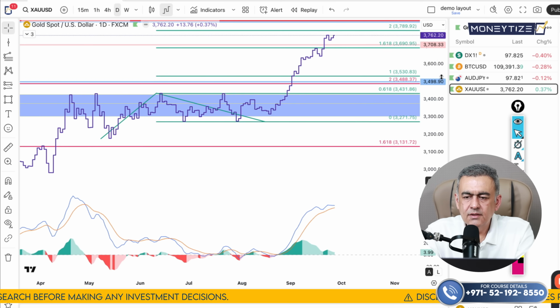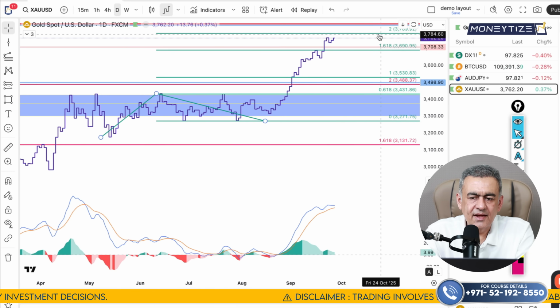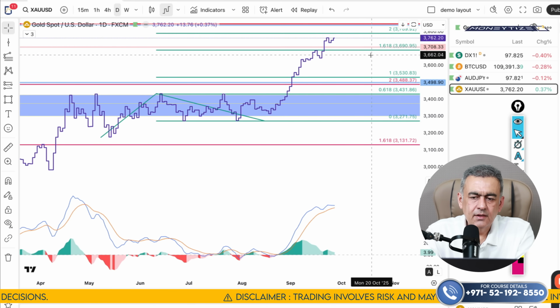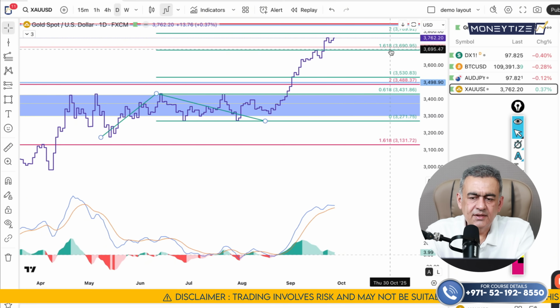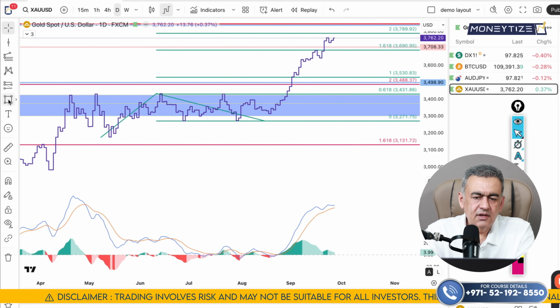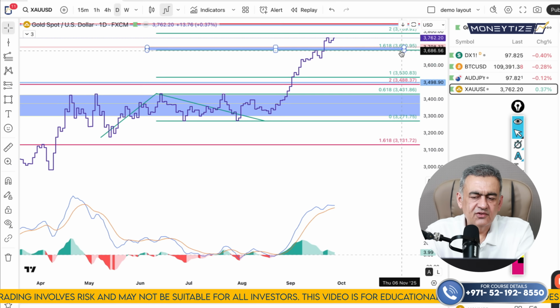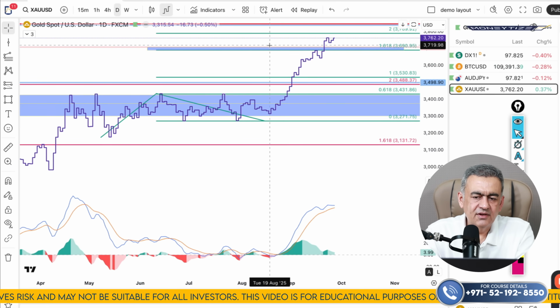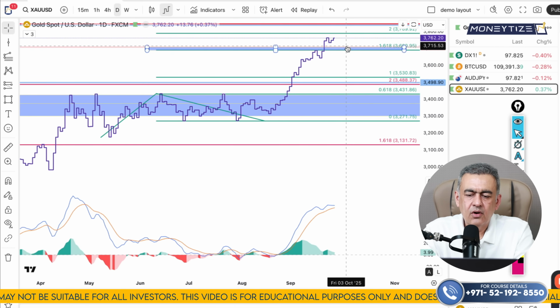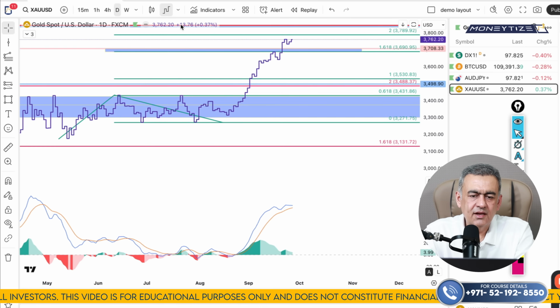Now based on the extension applied, 3789 is the exact 200% target and 3690 is the previous 161 target. So this can be highlighted as magnet support. So starting from 3690 to 3705 is the nearest strong support area, and the closest resistance is 3789.